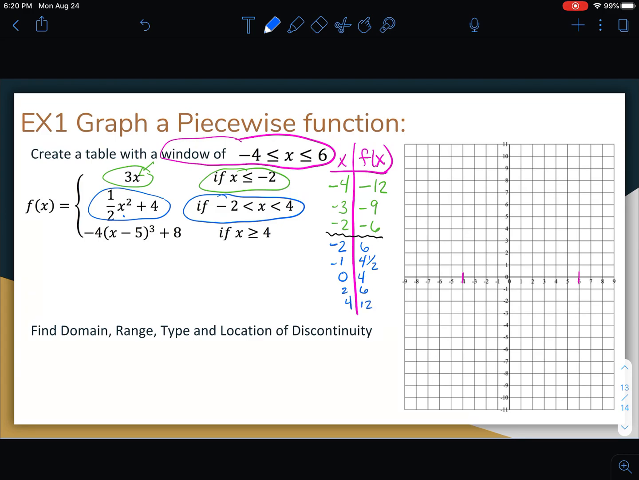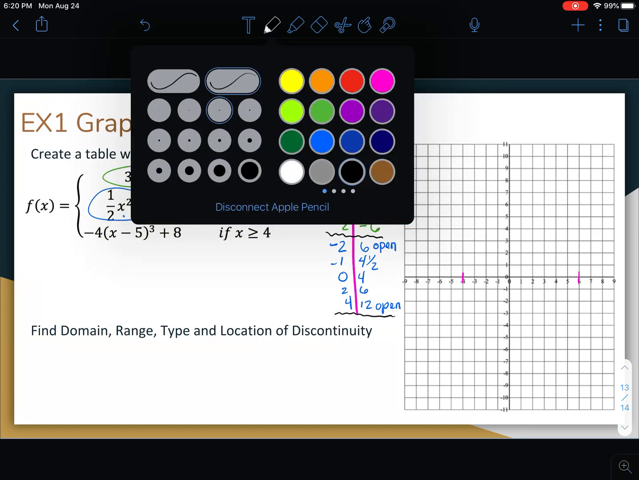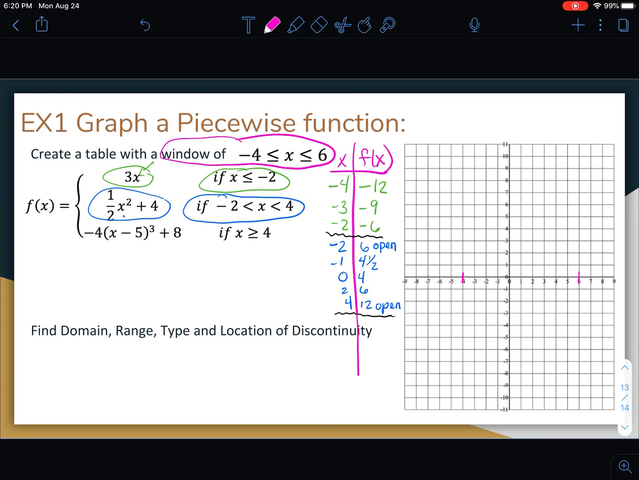Now what I'm going to be sure to mark here is that this is open and this is open. Those points are just there to show where those open circles are. And I am way out of room.